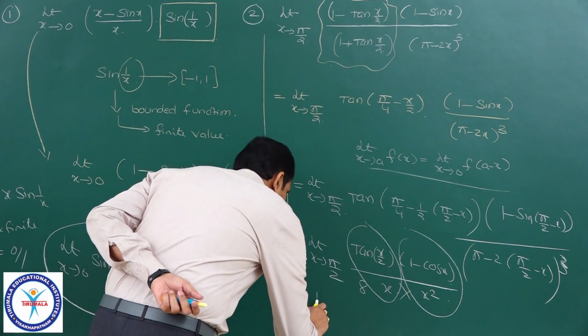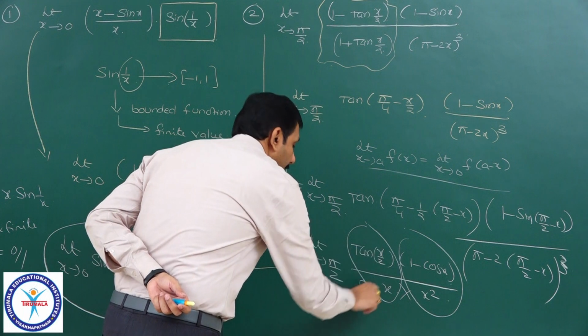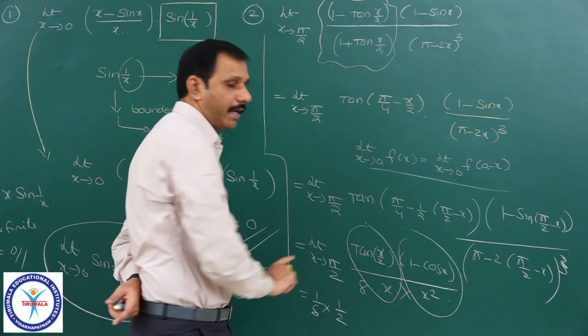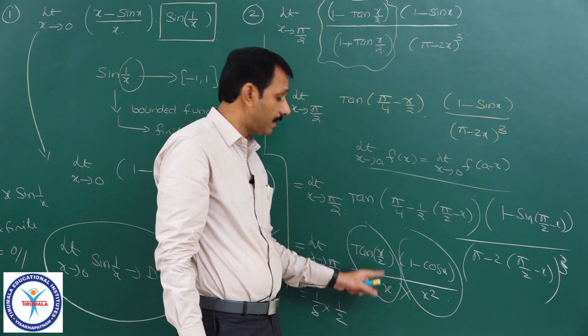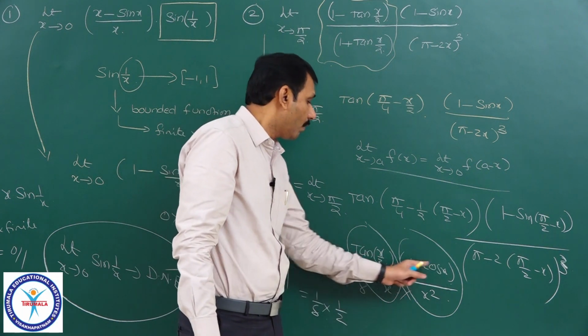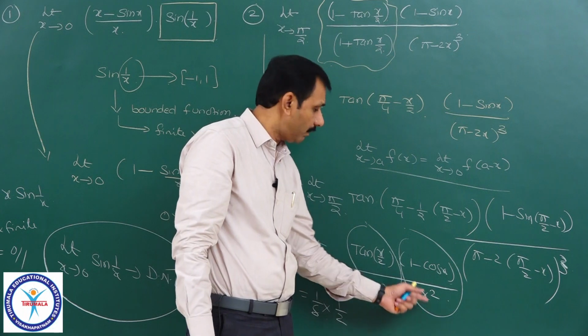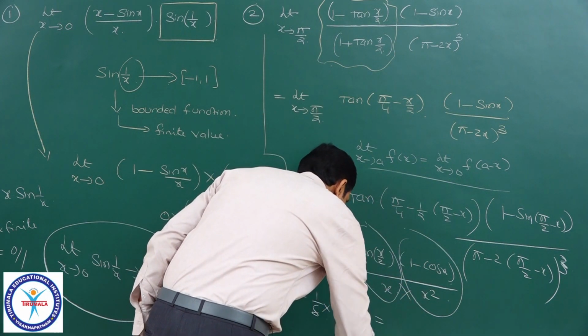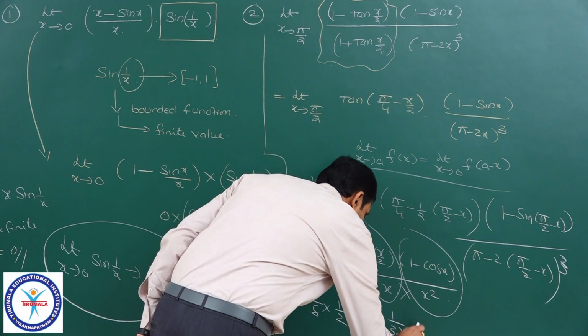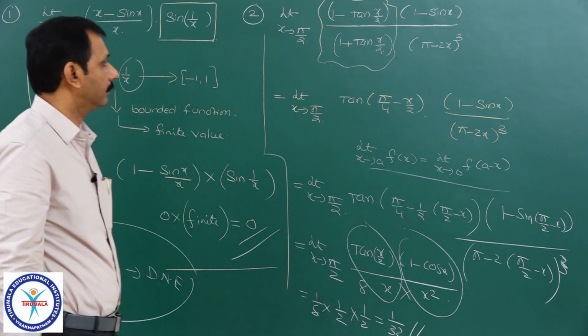It is equal to 1 by 8 into the limit of tan x by 2 by x, which is 1 by 2 only, because tan mx by x is m. What is m here? 1 by 2. And 1 minus cos x by x square, we have done 3-4 times now, 1 by 2 is the limit. So it is equal to 1 by 8 into 1 by 2 into 1 by 2, which is 1 by 32. That is the limit.